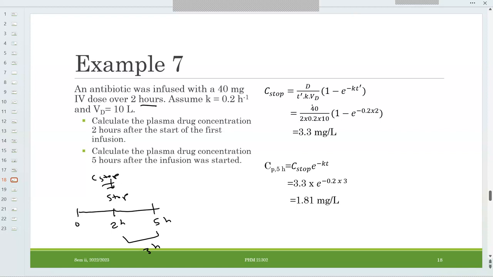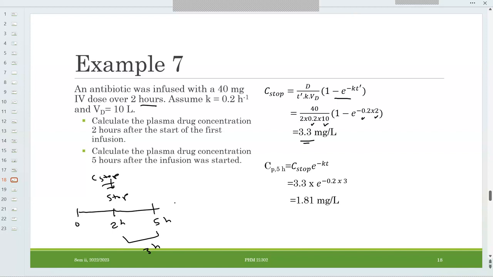So first we calculate C stop using this equation, dose divided by T prime, K, VD multiplied by this fraction, and here T prime is the infusion time again. So 40 milligram divided by 2 times 0.2 times 10, okay, this is the K, this is the VD, and this is the infusion time. Substitute, you get 3.3 milligram per liter.